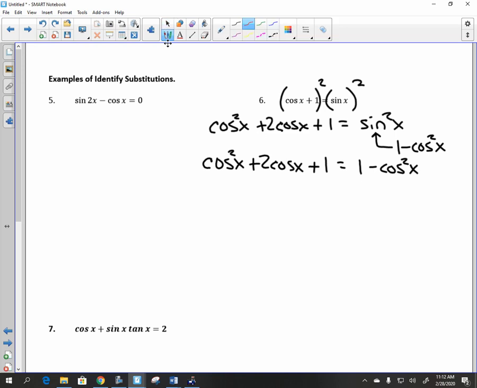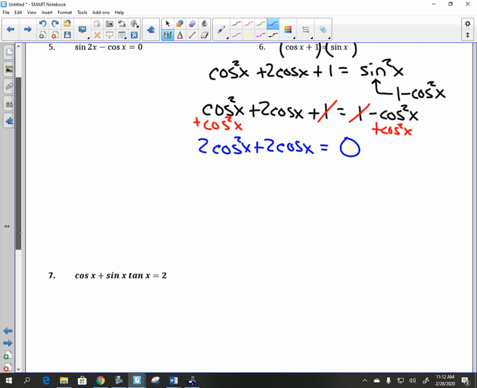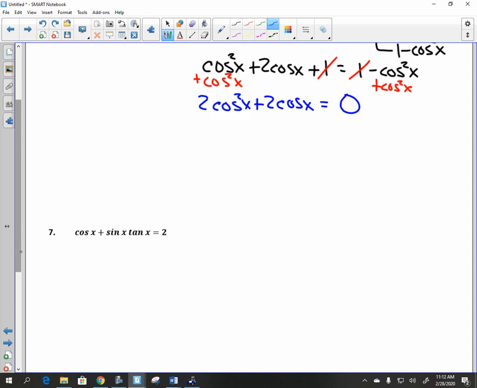What should I do? Subtract the 1s? Great. 1s are gone. Then what? Yeah, add the cosine squared over the other side, says Henshi. He's absolutely right. We get 2 cosine squared of x plus 2 cosine of x is equal to 0, which is Spanish for 0. Yep. Yeah, I took a full semester when I was in high school.